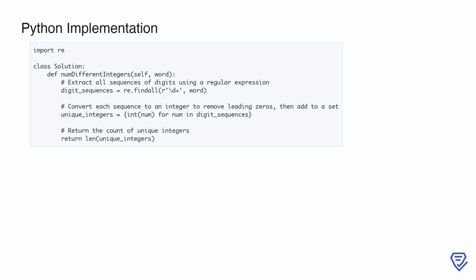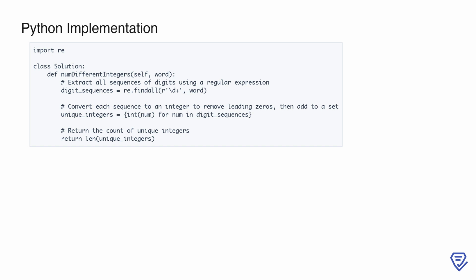2. Defining the function num_different_integers. This function takes one argument, word, which is the input string containing alphanumeric characters. 3. Using re.findall to extract digit sequences. The regular expression \d+ matches one or more consecutive digits in the string. The re.findall function returns a list of all such matches. For example, if the input is A123BC34D80F34, the result of this step would be 123, 34, 80, 34.